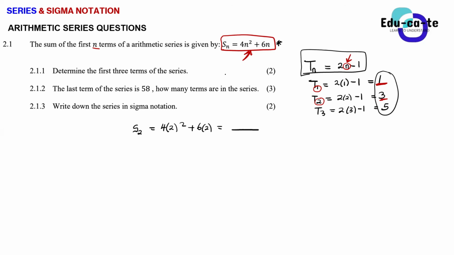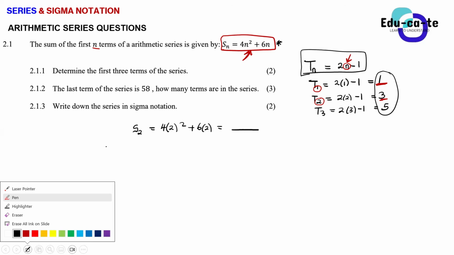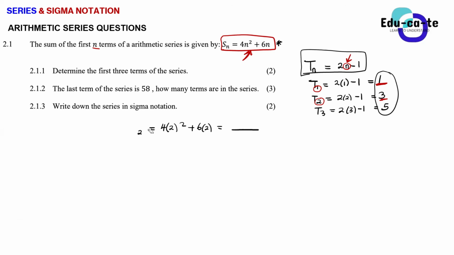Let's hear Sam. Well, sir, I was saying that in order to use the formula, you need to do it like S1 is equal to, and then you substitute 1 into it, and therefore after the answer, you use it towards the formula.